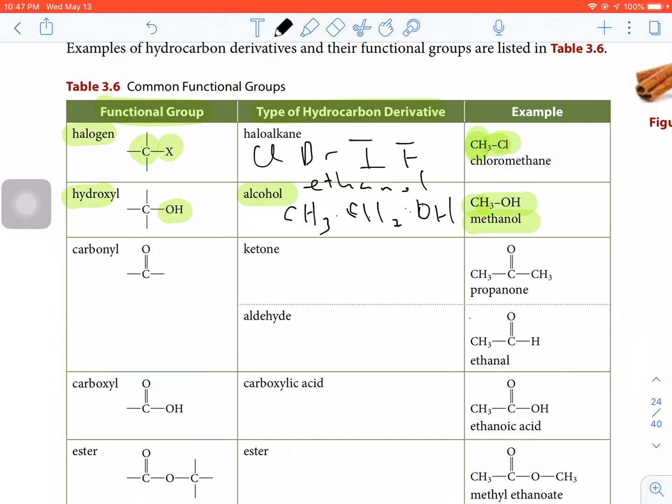Okay, the -ol tells me that there's an OH on it, and the ethane tells me that there are 2 carbons in the chain. So there's my second functional group. My third functional group are compounds that contain a carbon that has a double bond to oxygen. Now, I'm going to switch to my whiteboard here, and I want to look at how this is going to happen. So we know that carbon has got its 4 valence electrons. Okay, and oxygen, I'm going to put oxygen up here.